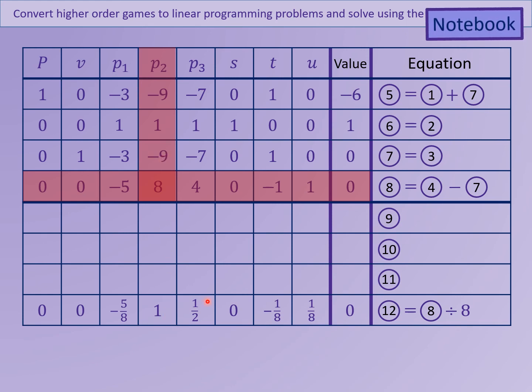So how can I do that? Well, the top line, I need to add 9 lots of the pivot row. So equation number 9 is going to be equation number 5 plus 9 lots of that pivot row, to cancel that -9 out. So if I do that, I get 1 plus 9 lots of 0, 0 plus 9 lots of 0, -3 plus 9 lots of -5.